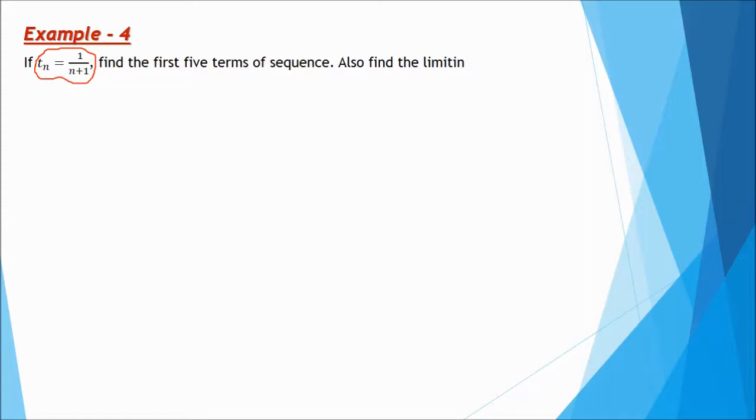Here Tn, the general term, is given as 1 by n plus 1, and we have to find the first 5 terms of the sequence and find the limiting value of the last term, if the value of n is taken sufficiently large. If we take the value of n sufficiently large, then what will be the limit of the last term? What will be the limit of the sequence?